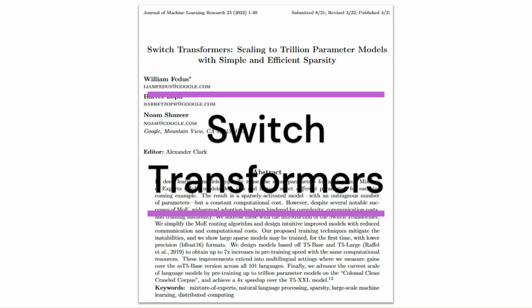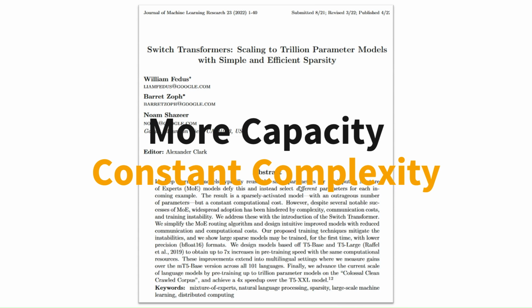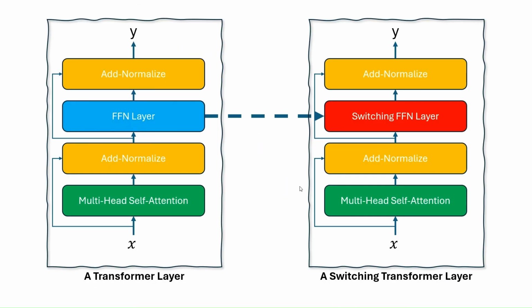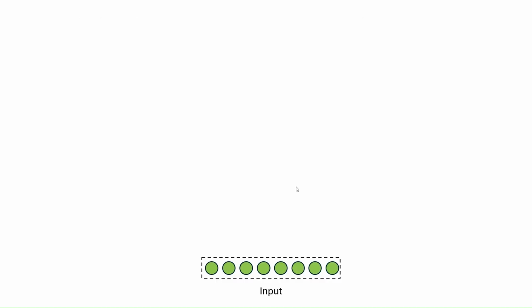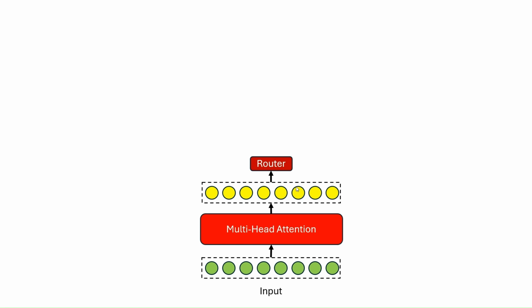In fact, a switch transformer can have much more capacity than the original transformer, but with almost the same complexity. In a switch transformer, the conventional FFN layer is replaced by a switching FFN layer, which we will explain next. The initial operations of a switch transformer are similar to a regular transformer. For each input, we first get the output embedding of the multi-head attention mechanism for it. However, instead of passing the computed output to a FFN layer, we pass it to a router. The router itself is a trainable neural network.